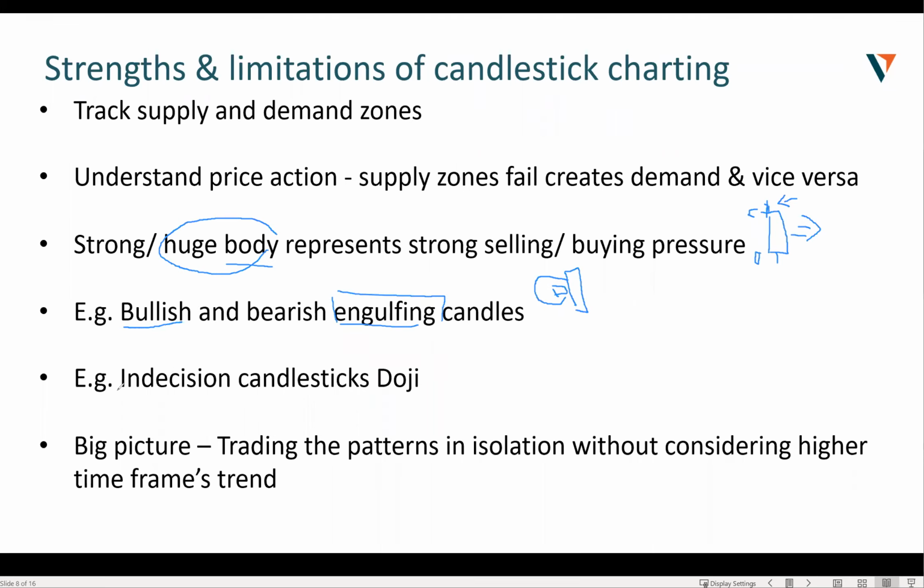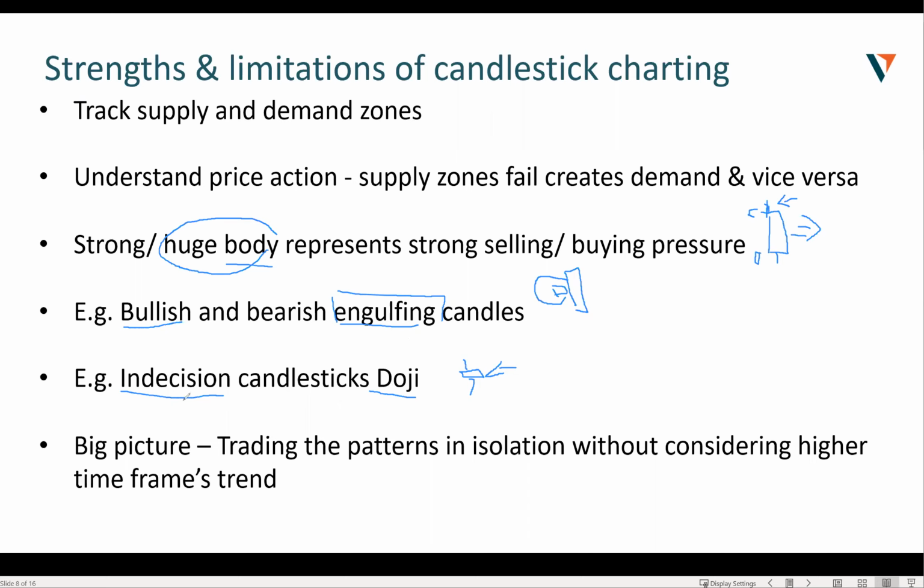Other examples would be your indecision candlestick pattern. So this would be a doji. Dojis are generally candlesticks with very small bodies as well as very long wicks. What this represents is uncertainty, because your open and close prices are relatively near one another as compared to, let's say, your engulfing candles.